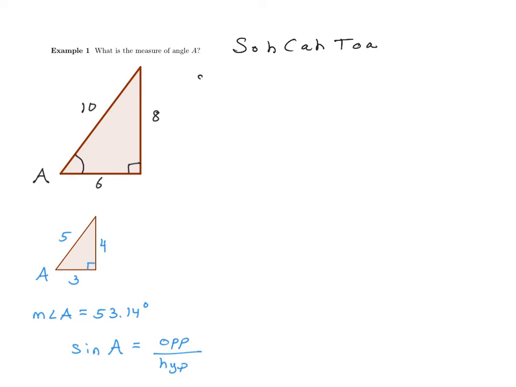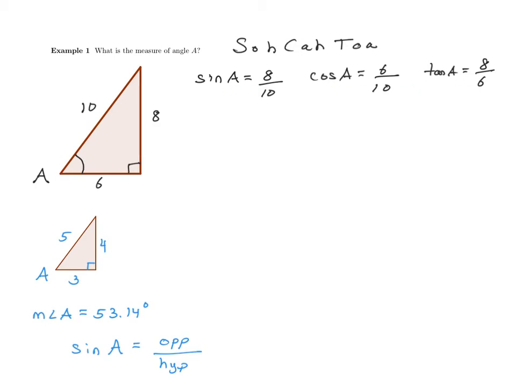Starting with sine, sine of this angle A is the opposite over the hypotenuse. So that is 8 over 10. Cosine of the angle is the adjacent side over the hypotenuse, so 6 over 10. These are all just by definition. And then tangent of the angle is the opposite over the adjacent. So that's 8 over 6. And that's it. To go from this information to figure out the measure of this angle is just a matter of picking any one of these three.